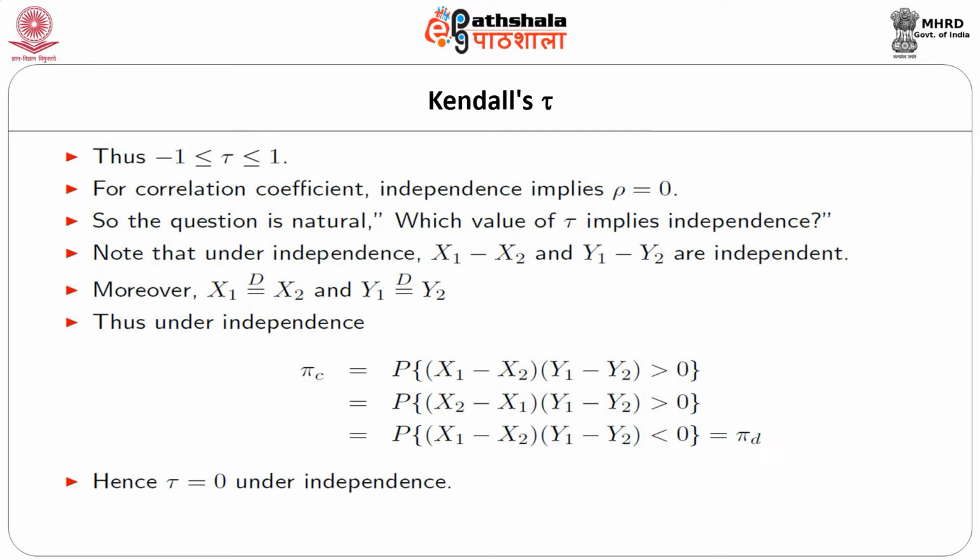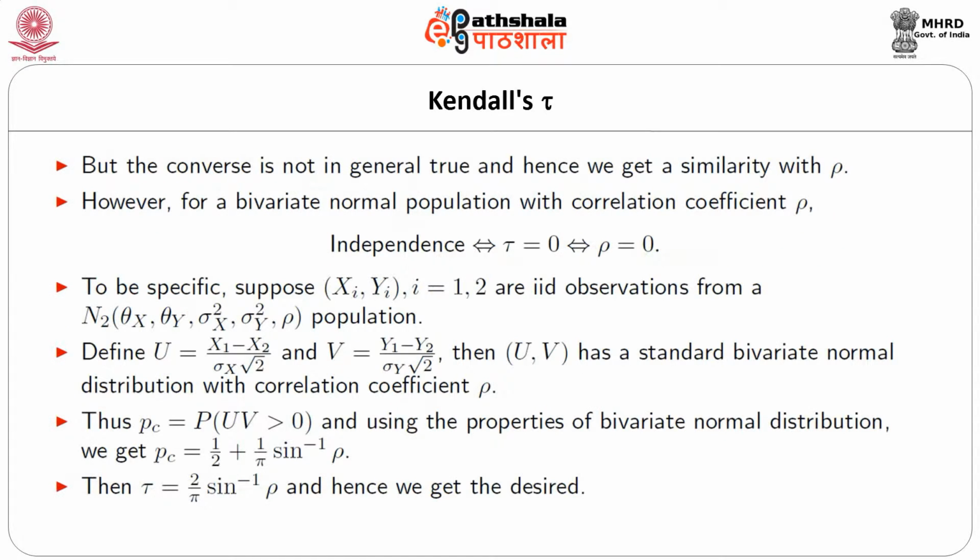If the marginal distributions are assumed to be continuous, then the probability that x1 equals x2 is 0 and the probability that y1 equals y2 is also 0. Then we have pi_c plus pi_d equals unity. Thus, we can express tau as twice pi_c minus 1, which is the same as 1 minus twice pi_d. Naturally, tau does not depend on the moments of the underlying distributions and hence is always defined. But the converse is not in general true, and hence we get a similarity with rho.